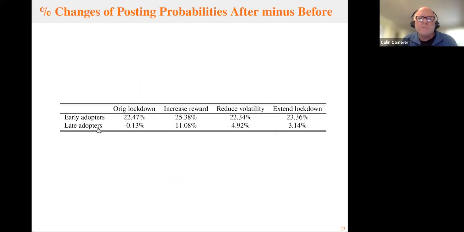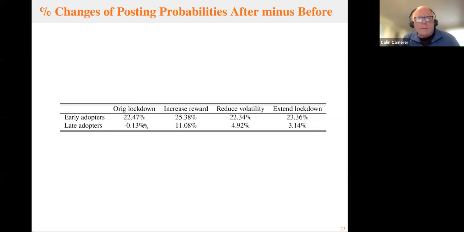Okay, so these are some numbers I mentioned before, and you can see the late adopters. This is the percentage change from the beginning of the time when we see them in the sample to day 2000, simulated out. You can see that the early adopters actually do post a lot more at the end, and it's not influenced too much by these counterfactuals, a little bit by increased reward. And remember, the increased reward is temporary. It just increases reward during the pandemic and then goes away, right? So this is the residual effect of increasing reward.